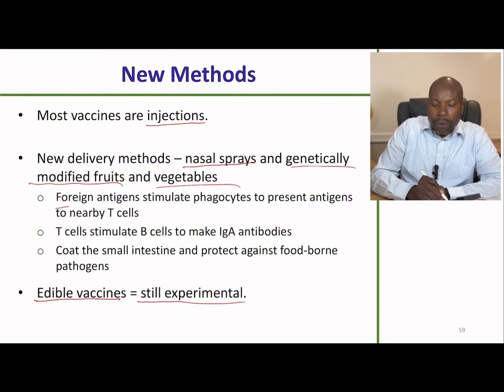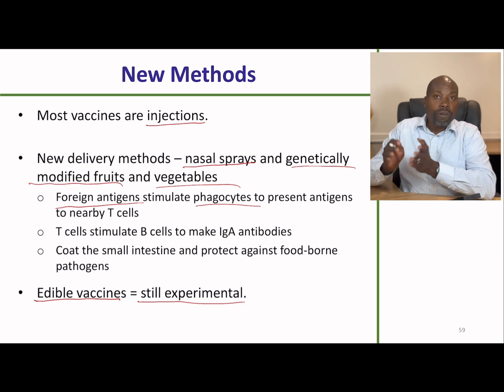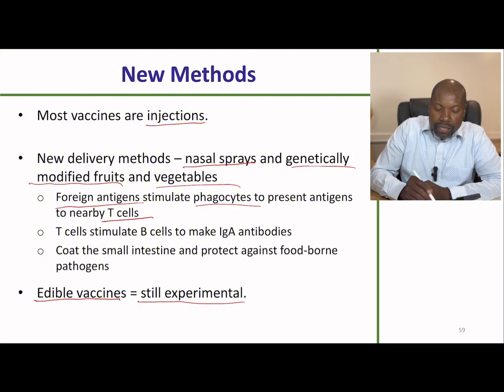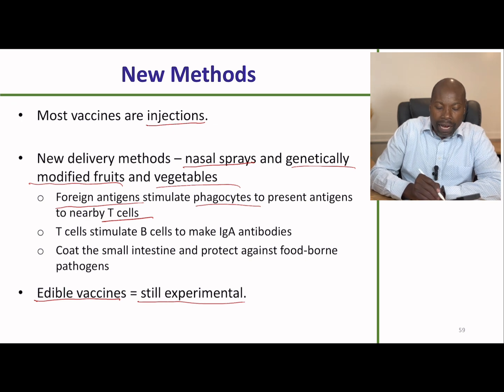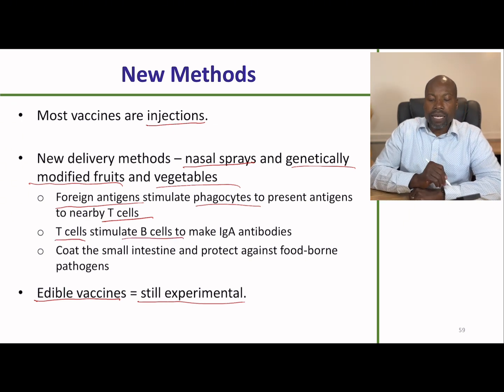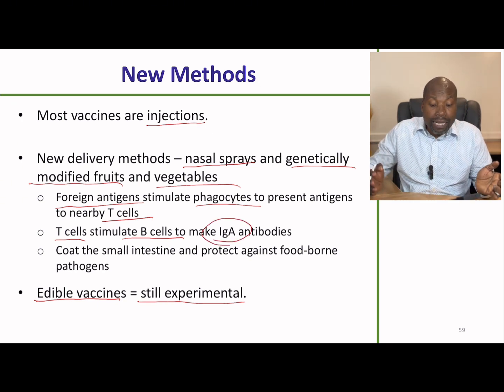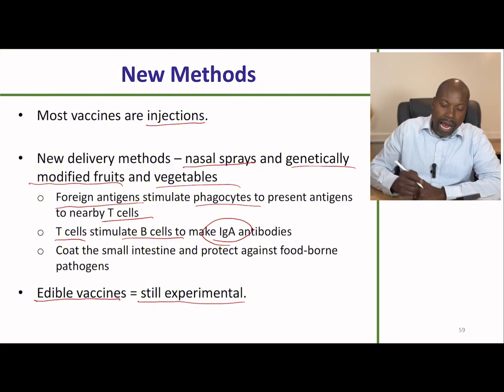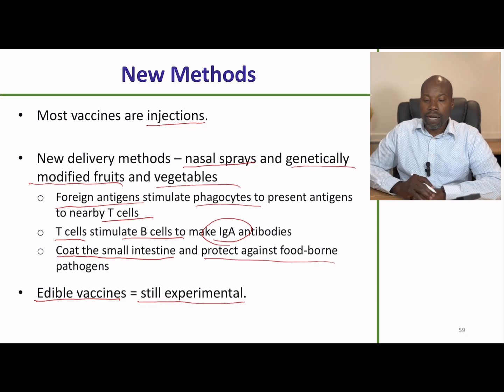So here, a foreign antigen is going to stimulate a phagocytic cell, right? And basically, at that point, from a phagocytic cell, we're going to go to T cells that are going to now trigger a whole cascade of events. We have T cells that are going to stimulate B cells. And at the end of the day, you're going to have the production of immunoglobulin class A, right? We can have some coats to the small intestine that are going to protect against foodborne pathogens. These are some other ways of providing protection.